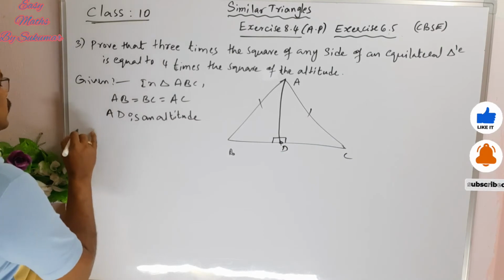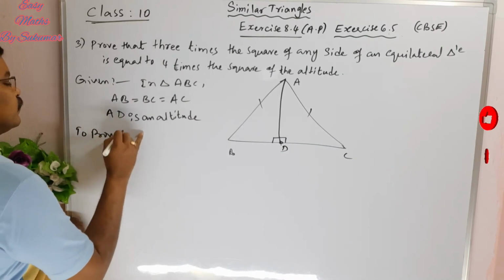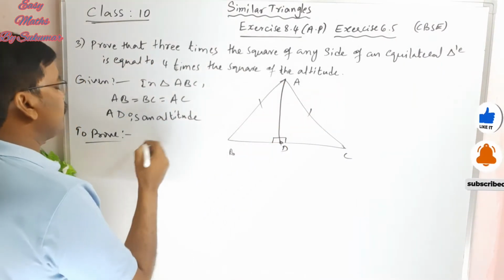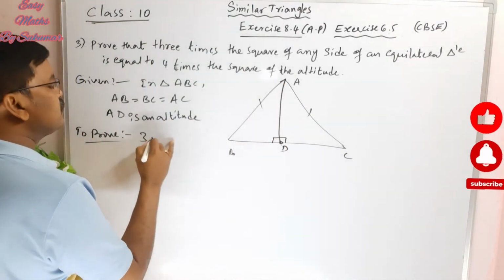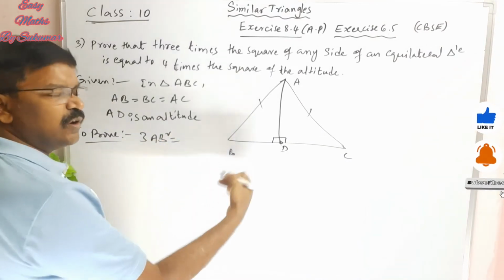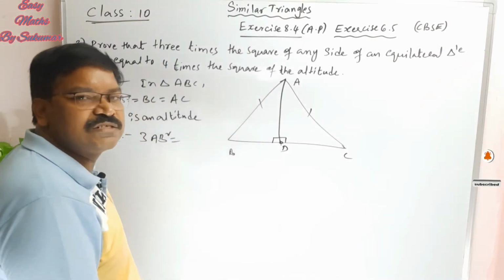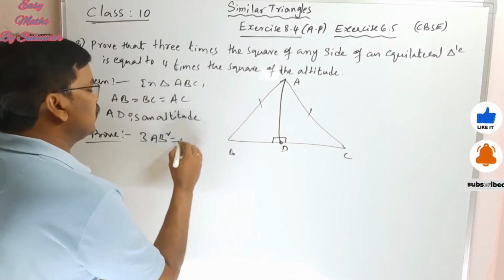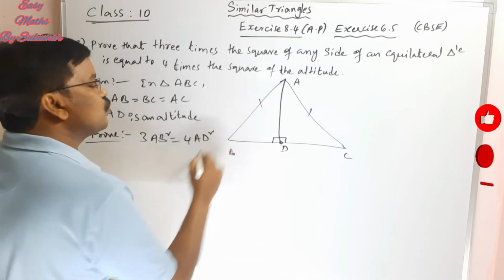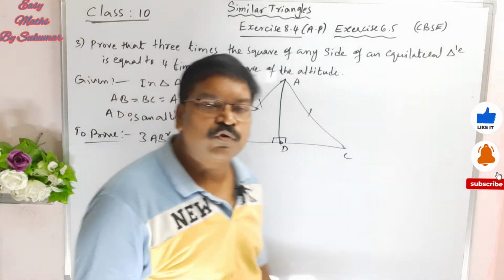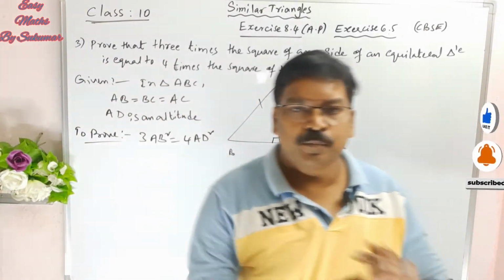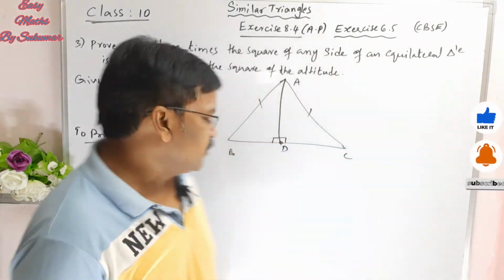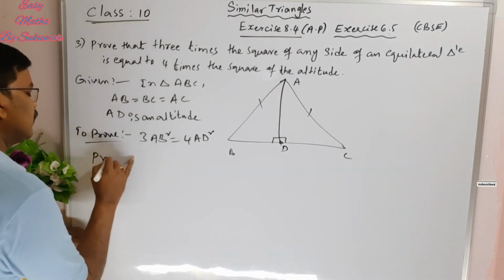Here, what is to be proved? To prove 3 times the square of any side of a triangle. That means 3 times AB square, AB or BC or AC. You can take any side of the triangle. Since it is an equilateral triangle, all the 3 sides are equal. So this is 4 times AD square. 3 times AB square is equal to 4 times AD square. I hope you understand this entire statement, what is given and what is to be proved here. Right. Look at the proof here, my dear students.